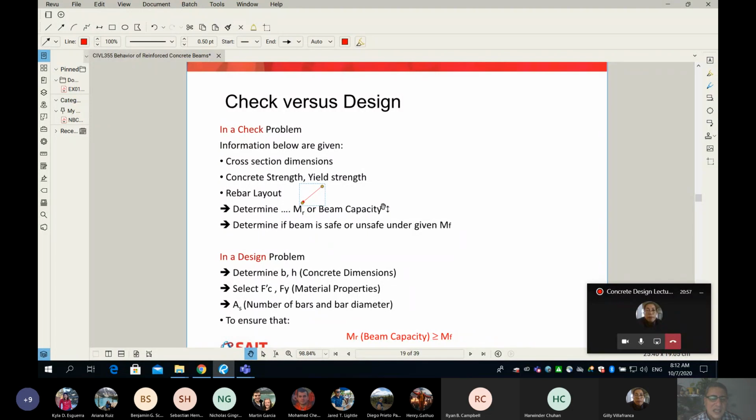Simply, what is the maximum moment that this beam can handle, in plain English? And then number two, you may be asked to determine whether a beam is safe or unsafe under a given moment, like a factored moment. So another question could be, if the bending moment acting on this beam is this much, is this beam, the way it is right now, safe or unsafe? That's called a check problem. We have a beam and our job is to check whether it's safe or unsafe.